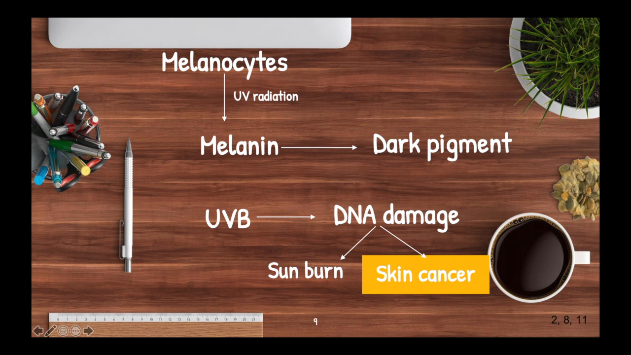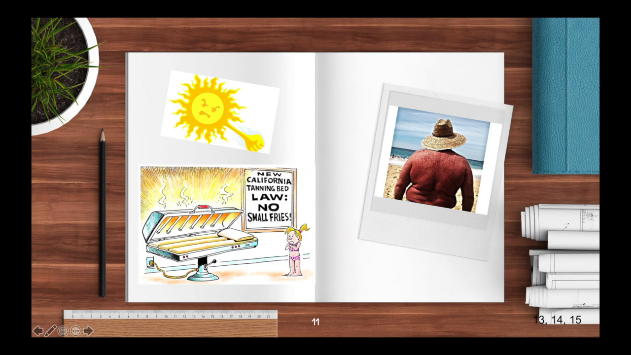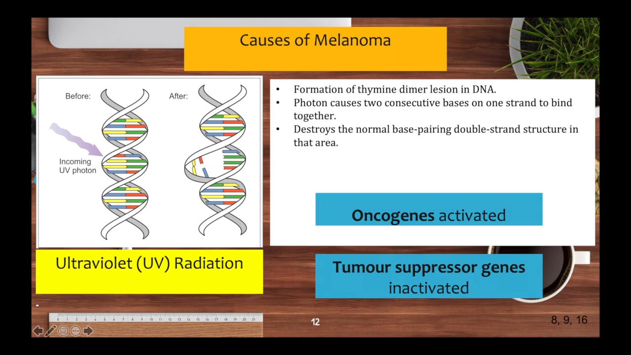UVB are the main rays that cause sunburn and most skin cancers. As such, melanin is released by melanocytes and acts as a barrier and filter to UVB, reducing the penetration of UV through the epidermis and protecting the skin. Sunlight is the main source of UV rays, along with tanning beds and sun lamps. So how does UV radiation actually cause skin cancer?